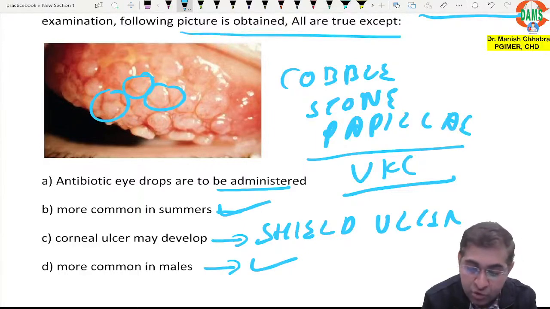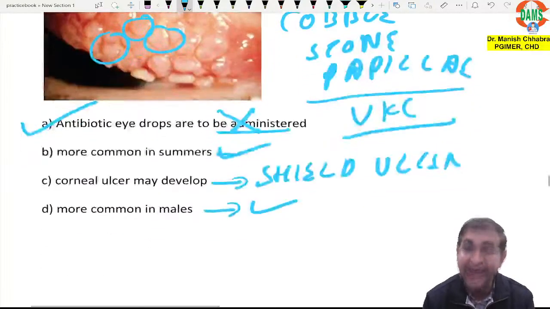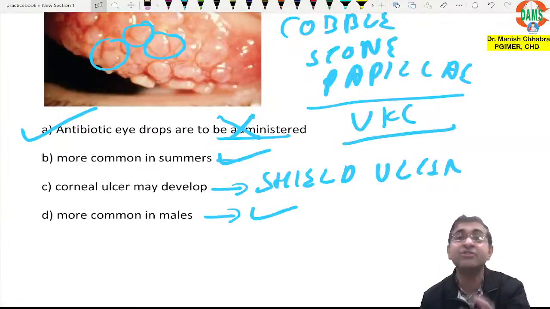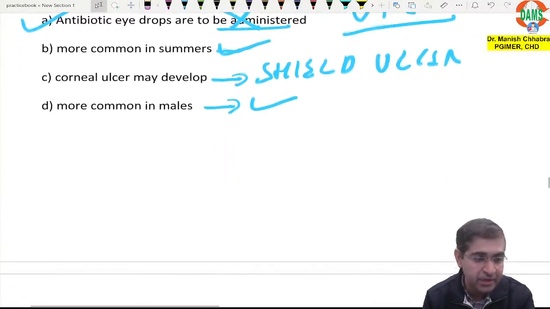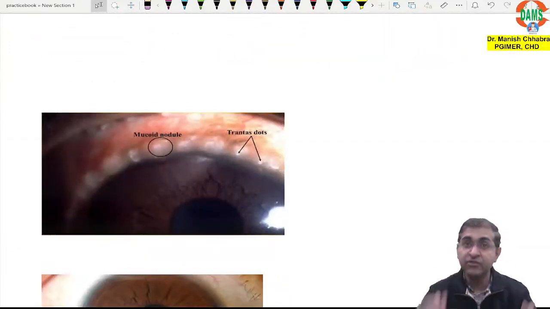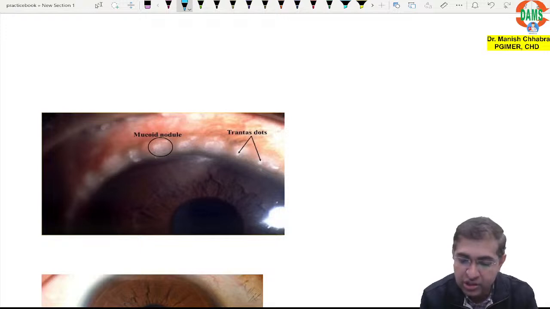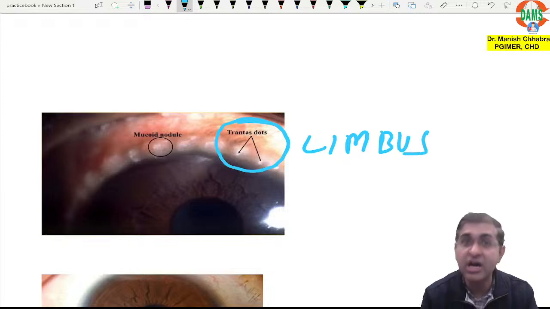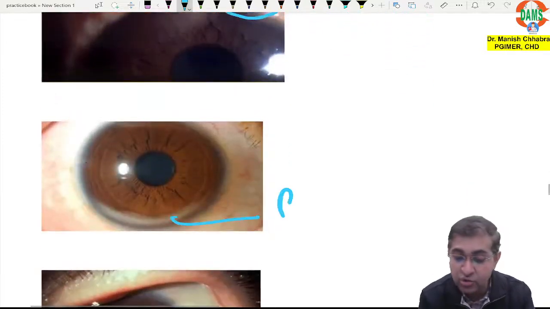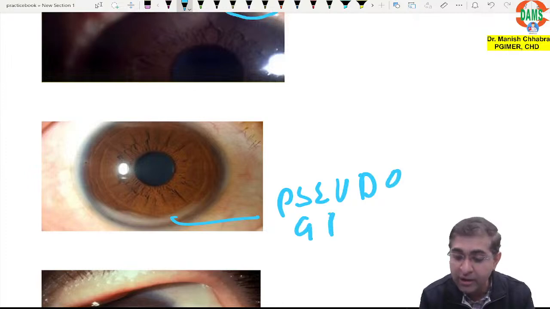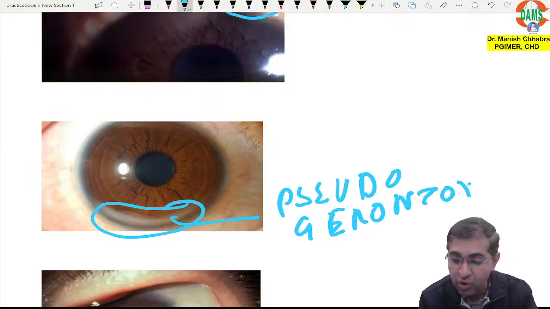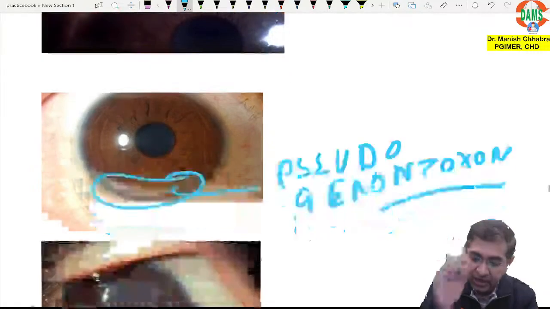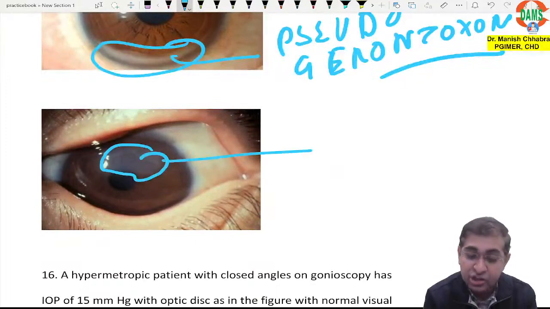Antibiotic drops are not administered. You will give antihistaminics, which is olopatadine, which is a new generation antihistaminic. I hope it is understandable. Okay. And what are the other features that you are going to see in vernal keratoconjunctivitis? You are able to appreciate the mucoid nodules at the limbus, and these are your Horner-Trantas spots. This is your pseudogerontoxon, which appears to be like a peripheral corneal opacity. So if any question comes from this topic, you should not get it wrong. This is your typical shield ulcer.